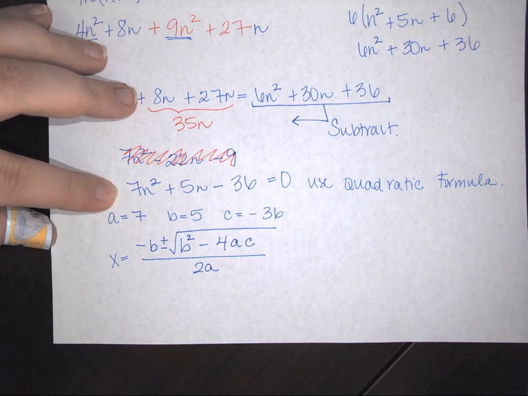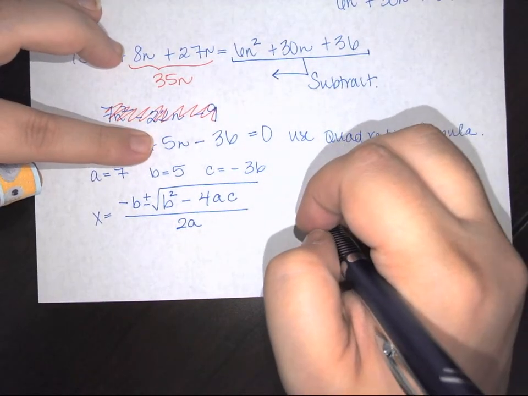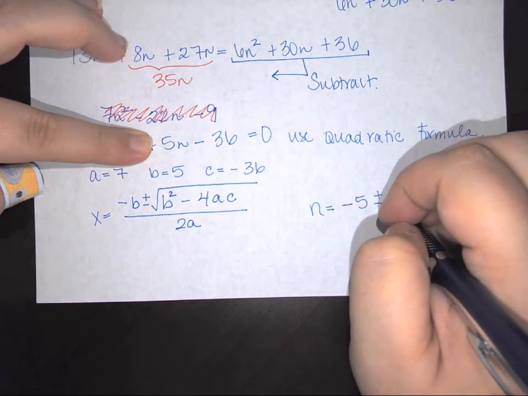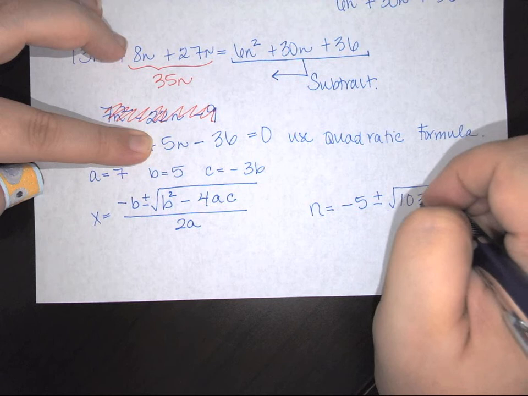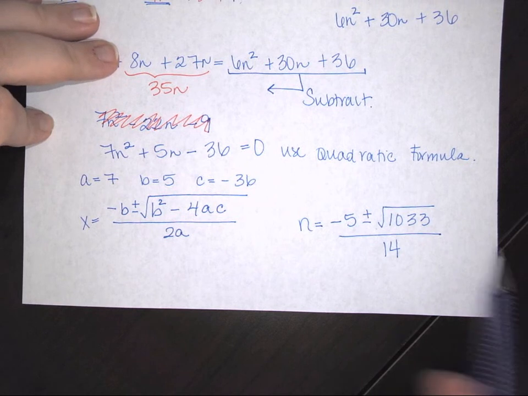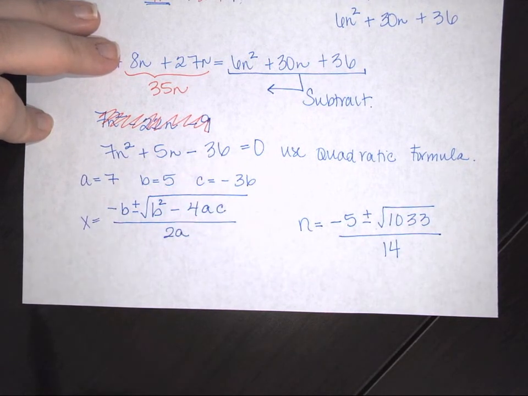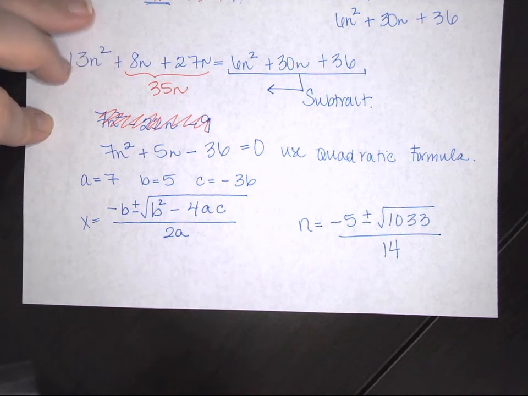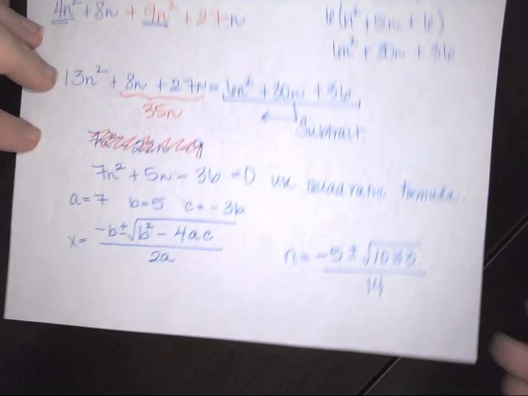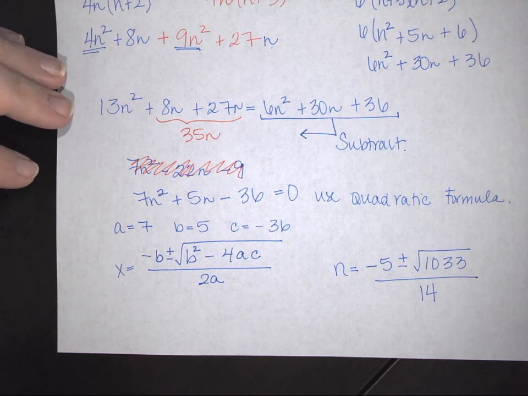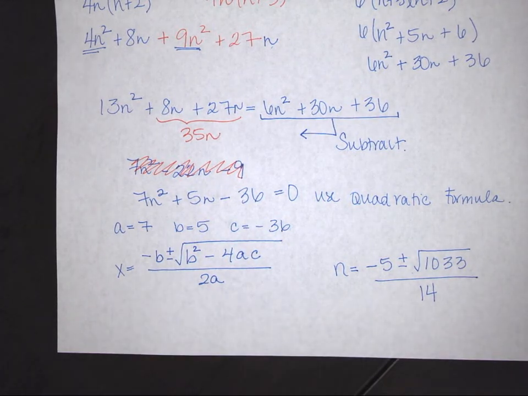So once you input into your formula, what you should come out with is that n is equal to negative 5 plus or minus the square root of 1033 divided by 14. I implore you to plug these values into the quadratic formula and double check my work. Make sure you come up with the same thing that I received. If you come up with something different, I welcome your questions or statements or inquiries. But this is essentially everything that you need to know about being able to solve rational equations.